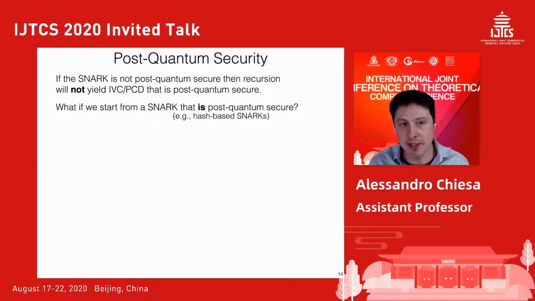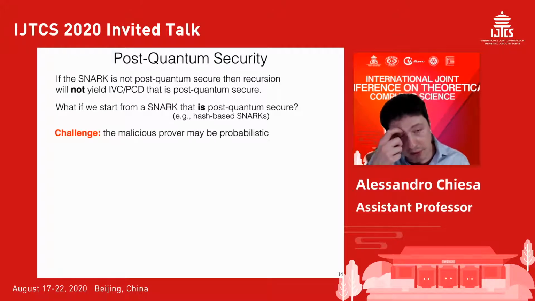But let's say that we did start from a snark that is post-quantum secure, and we actually do have post-quantum snarks. For example, the ones that are based just on hash functions. Okay, they can, for example, be instantiated using SHA-256 or lattice hash functions. We have such snarks. It would be nice to say that we are able to construct post-quantum IVC. For example, that would allow us to construct post-quantum succinct blockchains. That would be a nice thing.